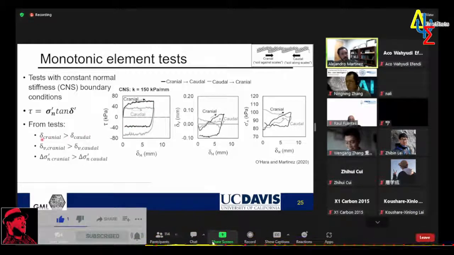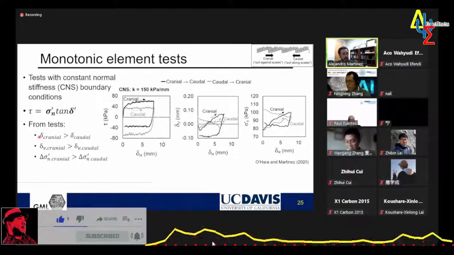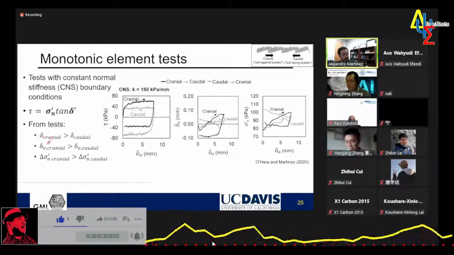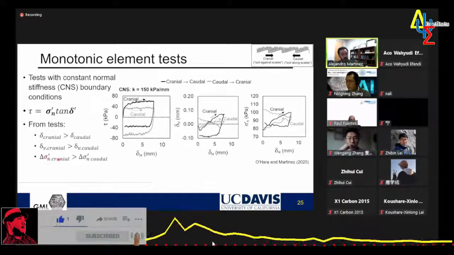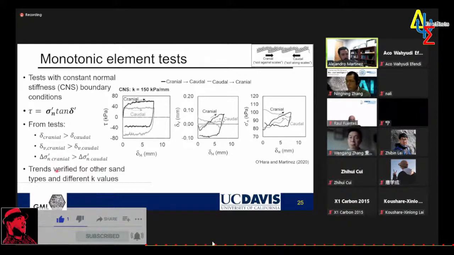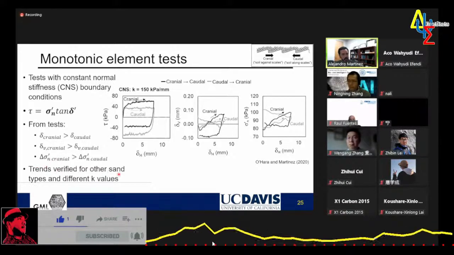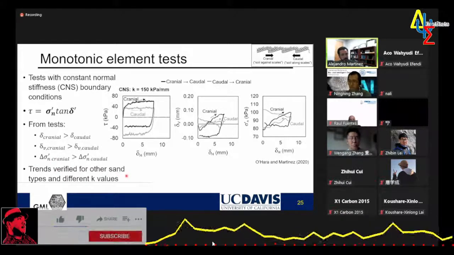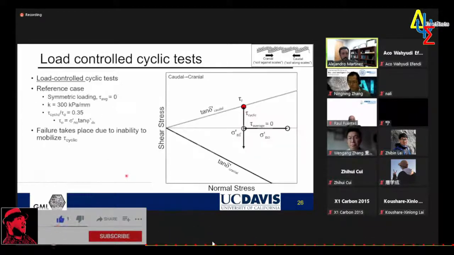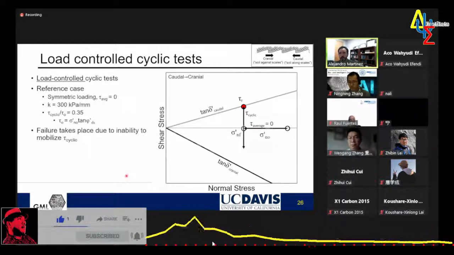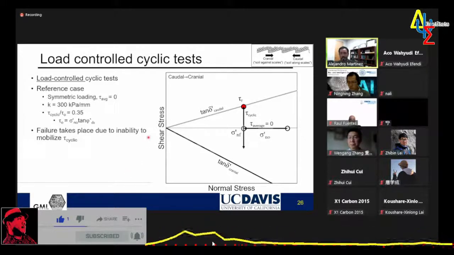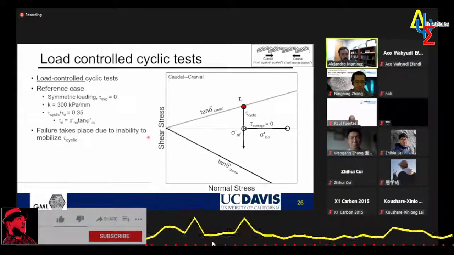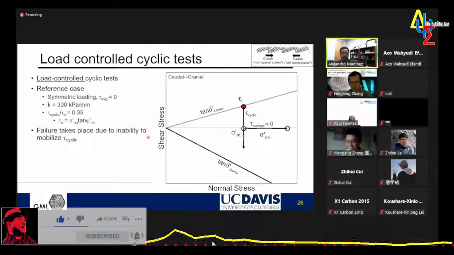And so now we can conclude that the friction angle is greater in the cranial direction, as well as the dilation, and also the changes in normal effective stress. And again, we have verified the strengths with different sands and different boundary stiffnesses. And so what we can do now that we understand this a little bit more is start playing with the cyclic loading. And what I'm about to show are load control tests.